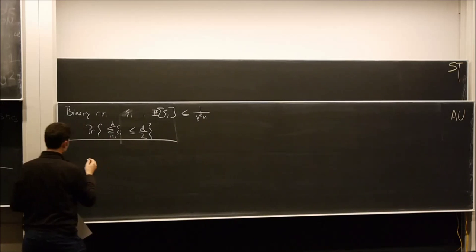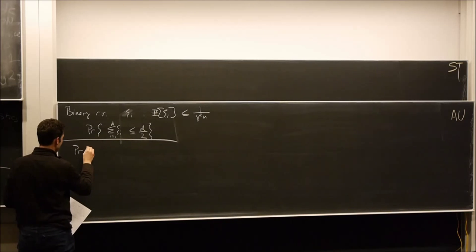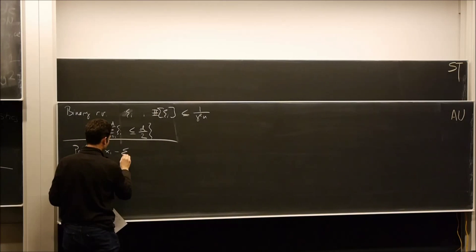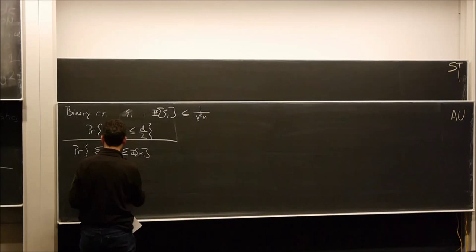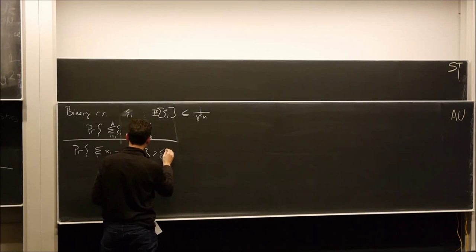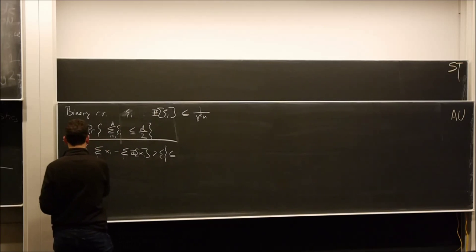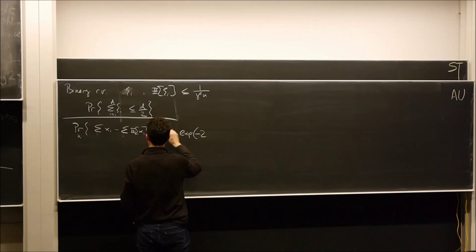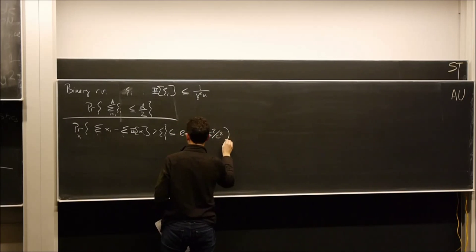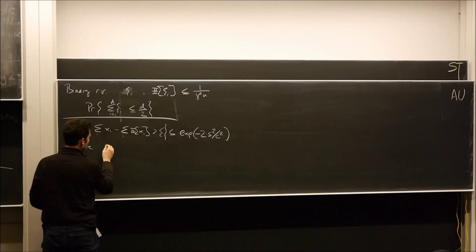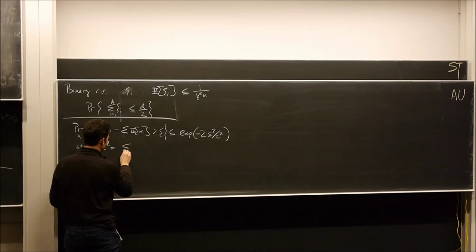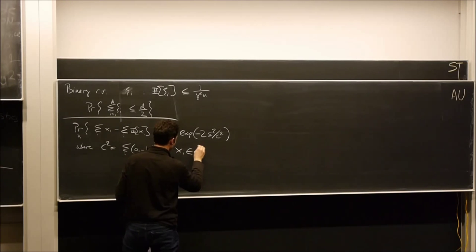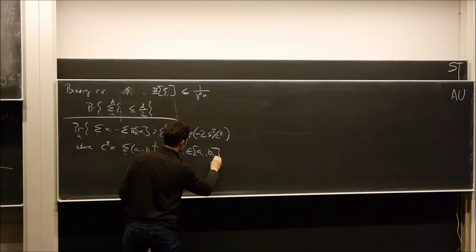So, small insert, Chernoff bound basically does the following thing. It says that the probability that the sum over i of xi minus the sum over i of the expected value of xi is greater than epsilon, with the probability over all the x's, of course, has to be less equal than e to the minus 2 epsilon squared over c squared, where c squared is the sum over i of (ai minus bi) squared, where xi is in the range between ai and bi.